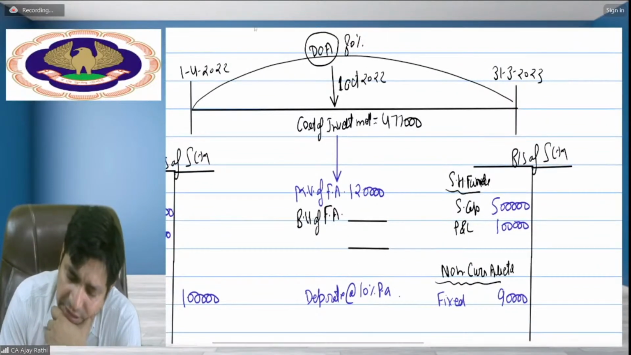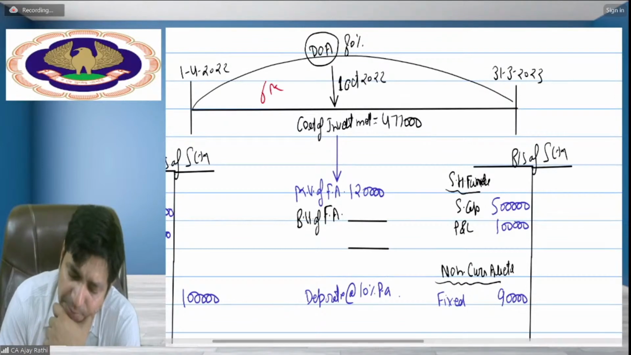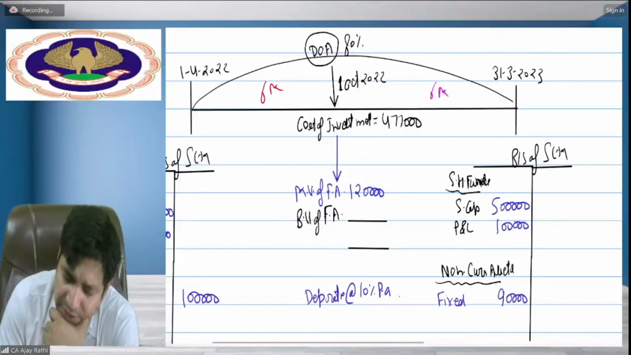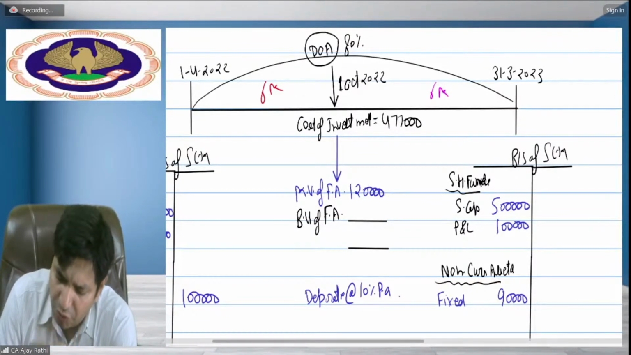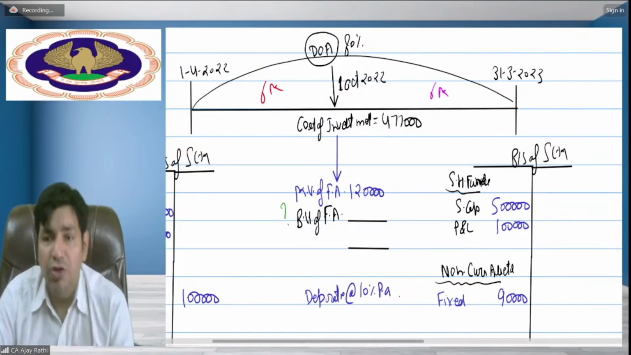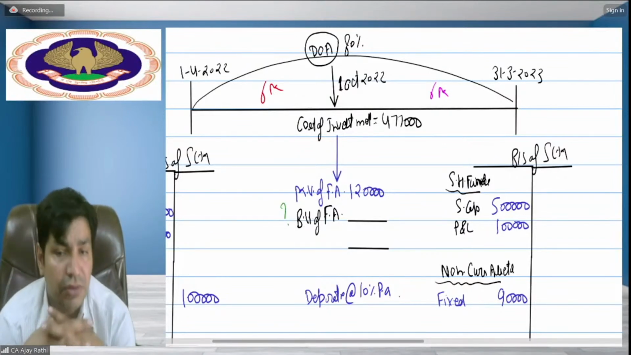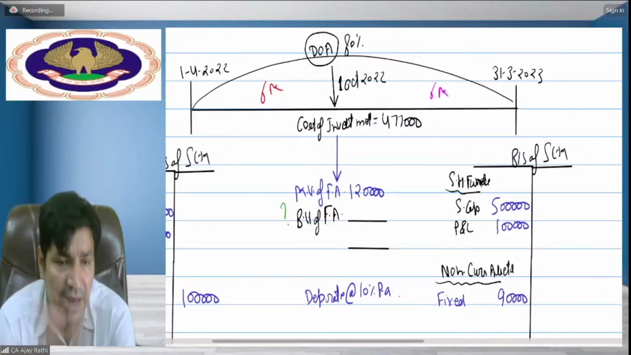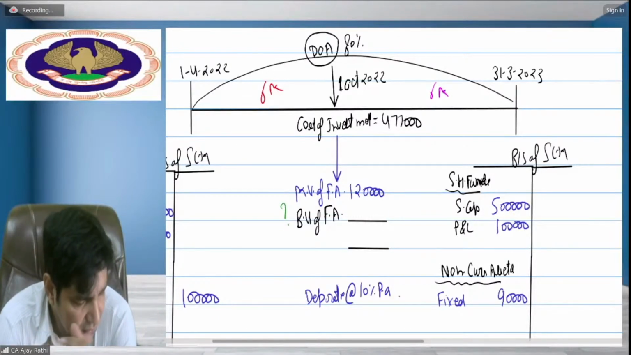Here there are 6 months pre-acquisition and post-acquisition also 6 months. Who will tell me? I am waiting for all of you. What is the book value of such fixed assets on the date of acquisition? I am waiting, everyone.